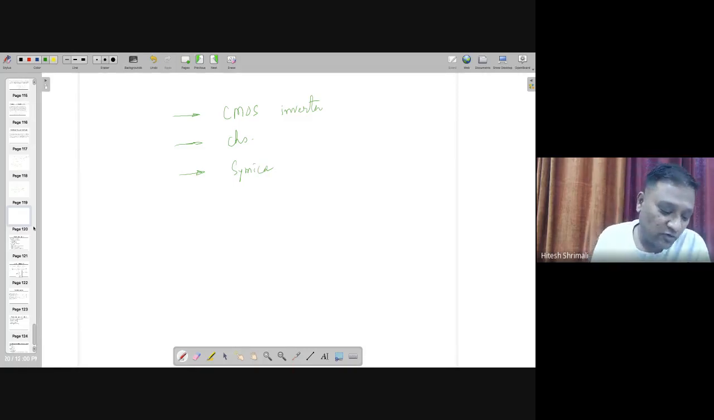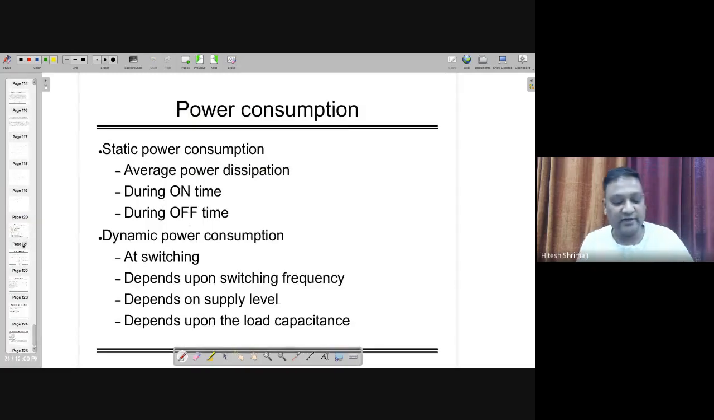So now moving forward, there is one characteristic which is left, which is very important for any CMOS inverter, which is power consumption. You might have two kinds of power consumption. One is static and one is dynamic power consumption. So static is the one where you are looking for the average power dissipation. In that also, you might be interested in something called on time.